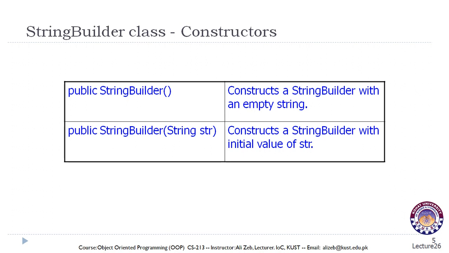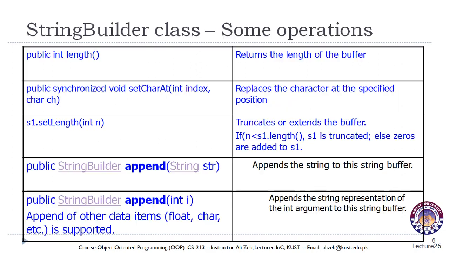String builder has 4 constructors. We can see a couple of these constructors here, and we'll see examples of the constructors later in the lecture. So we have a public string builder that constructs a string builder with an empty string, and then we have a public string builder that takes one parameter, and it constructs a string builder with the initial value of the string str, whatever the string object is.